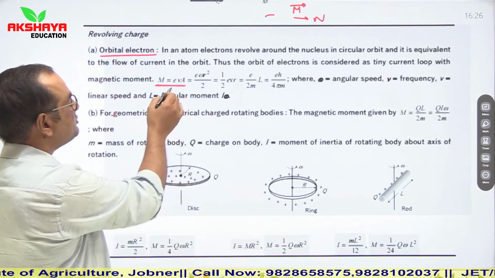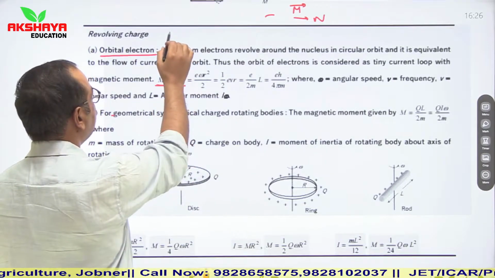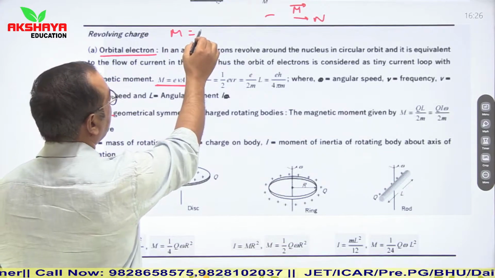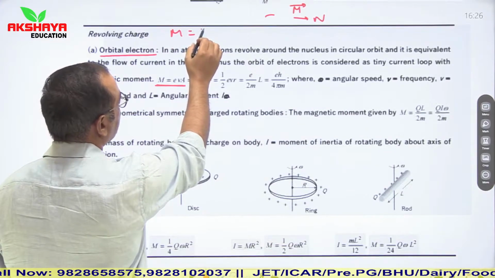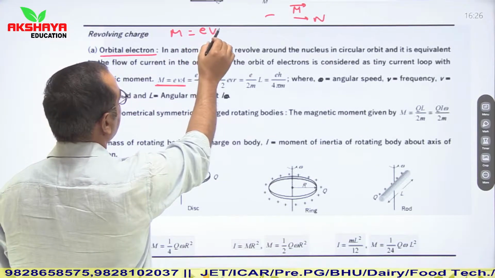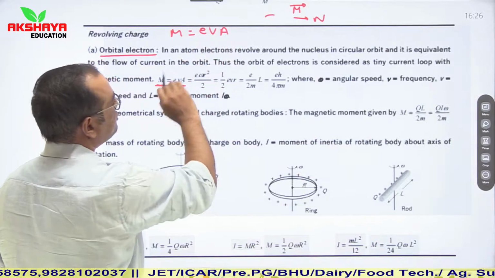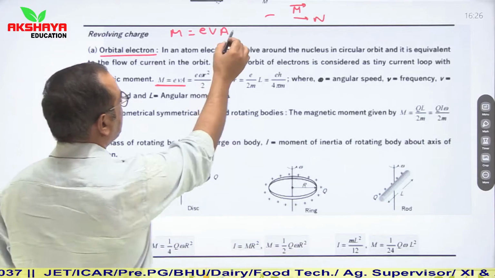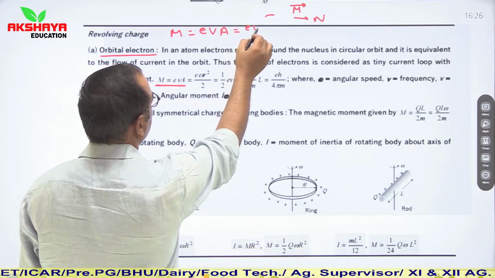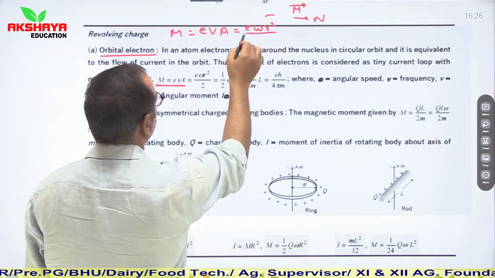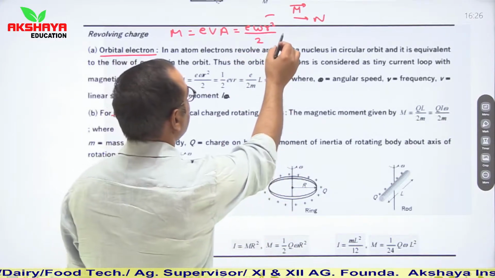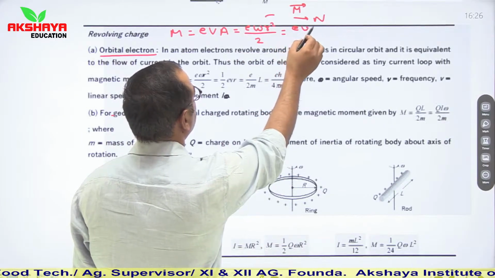In this situation, we can calculate magnetic moment as follows. We know that m is equal to NIA, and I is equal to e upon T. So we can say eVA. Here e is the charge of the electron, V is velocity, and A is area. Or in terms of omega, it is e omega R square upon 2, or we can say eVR upon 2.